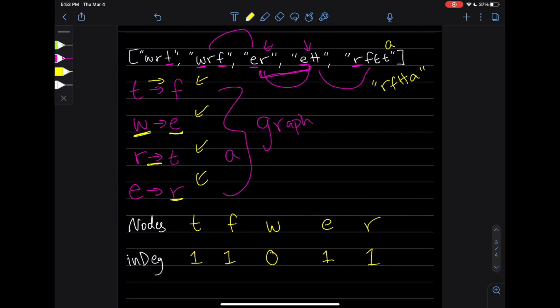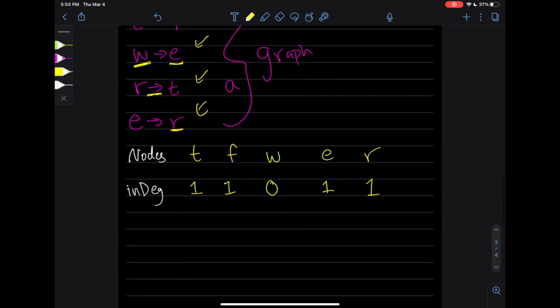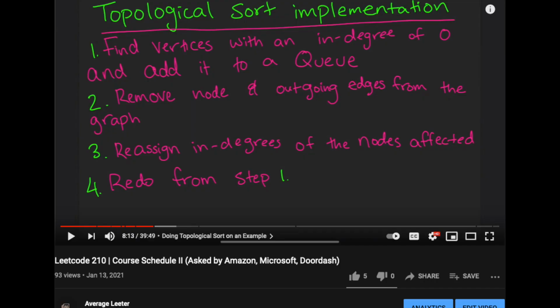through the basic topological sort implementation. I'm just gonna look at what I had from my Course Schedule 2 video, and I'm just gonna explain real quick. So the first thing we need to do is find all the vertices with an in-degree of 0 and add them to a queue. Next, we're going to remove all nodes with an in-degree of 0, and we're also going to remove their outgoing edges from the graph. Now we're going to reassign the in-degrees of the nodes that were affected, and we're just going to redo these 3 steps over and over again until we have 0 nodes left in the graph.